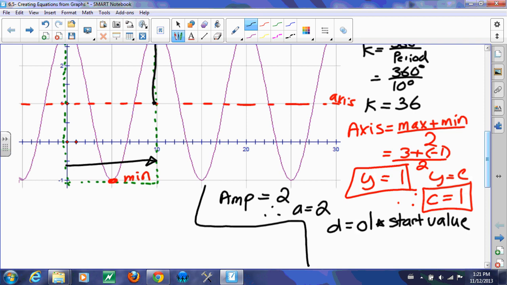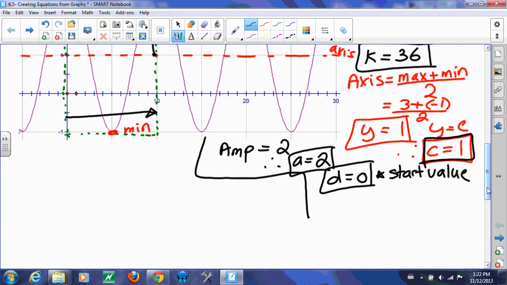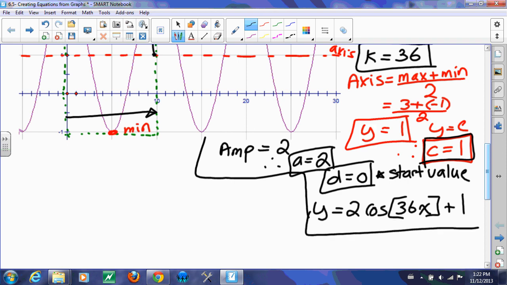So now, ladies and gentlemen, notice we have A, D, C, and K. So we can sub all of those into our formula. So using the transformation formula that's given above, we're going to say y equals A, which is 2, cos, because this is the base that we're using, k is 36, so 36x, there's no d, so it's just 36x, and plus c, which is 1. So there's your first equation there, guys, and that is the cosine one.